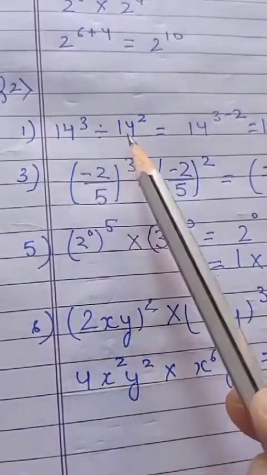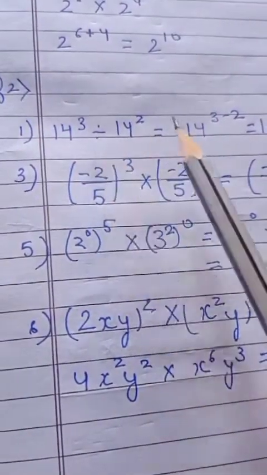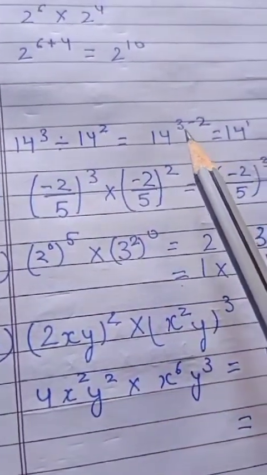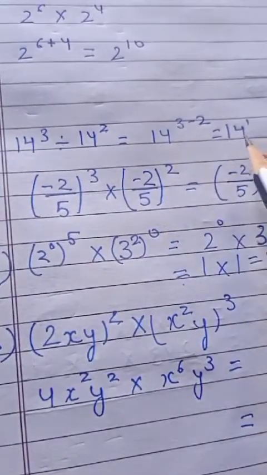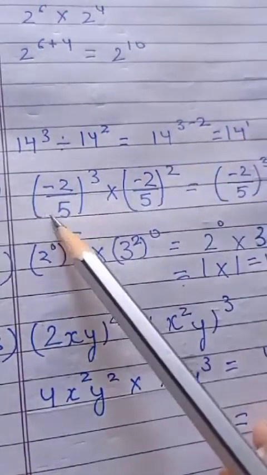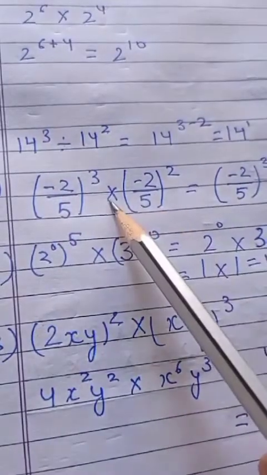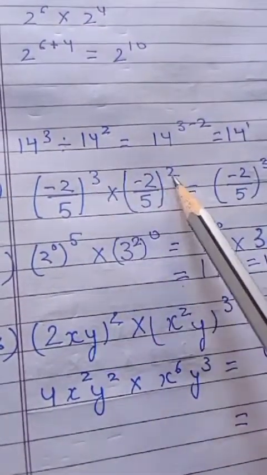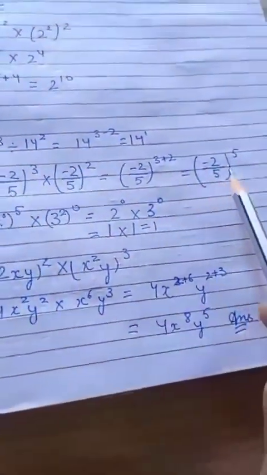In this question, you can see here, second question, first part, bases are same and they divide each other. In that case, powers will subtract. So 14 raised to the power 3 minus 2 is equal to 14 power 1. Here also you can see bases are same. They multiply, so their powers will be added. So 3 plus 2 is equal to 5.